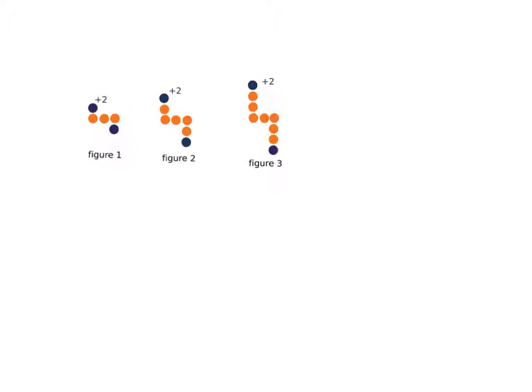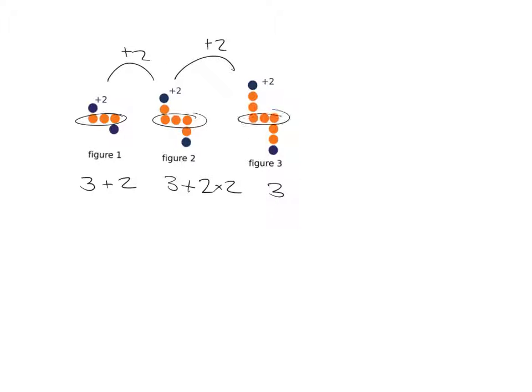Hopefully what you noticed is that each time you went to a new figure, you were simply adding on 2 more dots. So you can see that in the first figure that we have here, we have the 3 dots in this that make the sort of central line, and then the 2 extras on either side. And then in the next figure you've got the 3 in the center, and then you've got now 2 lots of 2 dots on either side. And then in the third figure you've got the 3 in the center, and then you've got 3 lots of the 2 dots on either side.